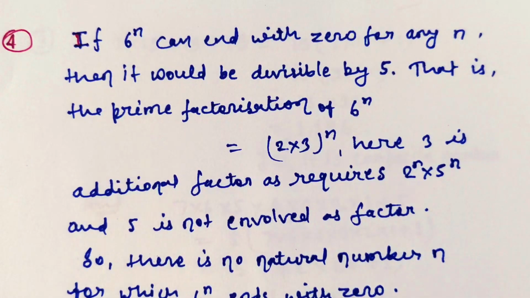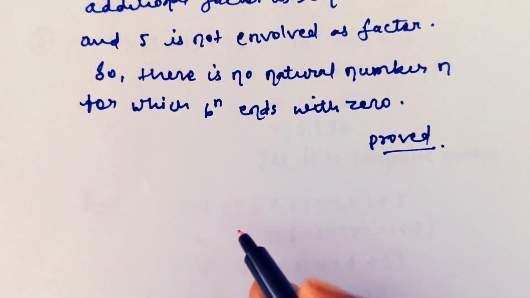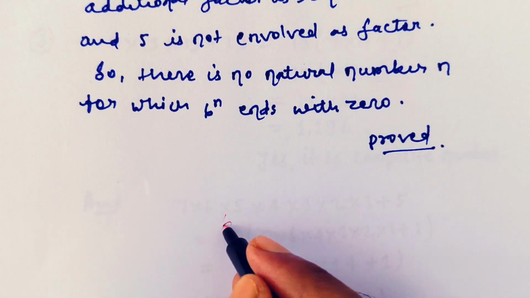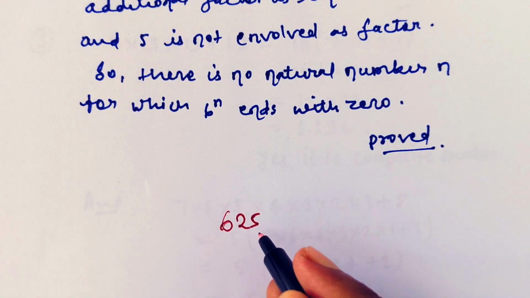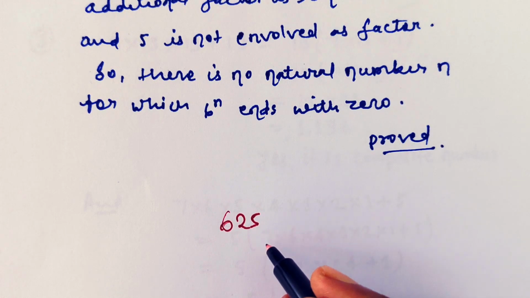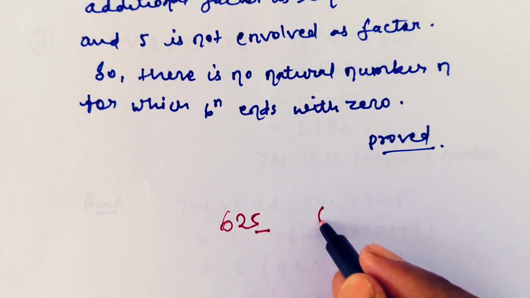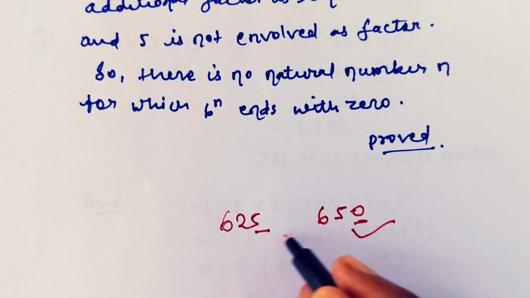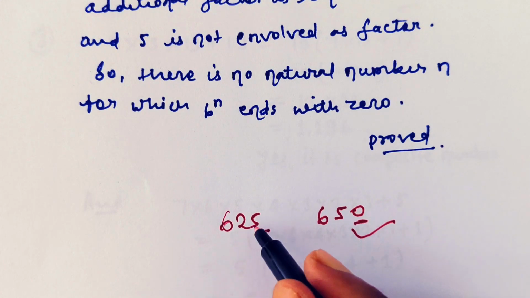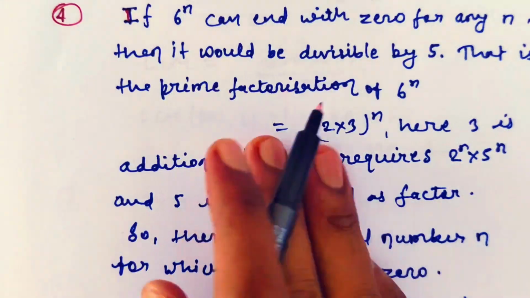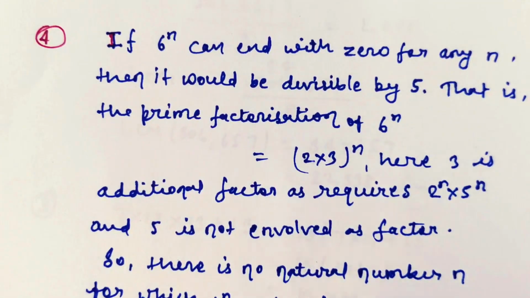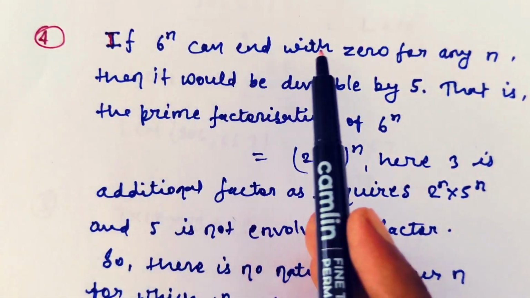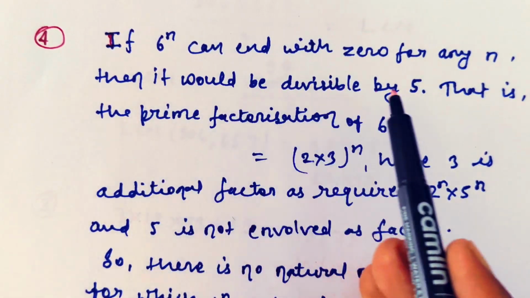That means if I take any number, suppose 6 to 5, and I say this number is divisible by 5, yes, it is divisible by 5 because the last digit is 5. If the last digit is 0, then it will also be divisible by 5. So these are ways to say that a number is divisible by 5. So here we have taken 6 power n. We declare that if 6 power n can end with 0 for a natural number, then it would be divisible by 5.